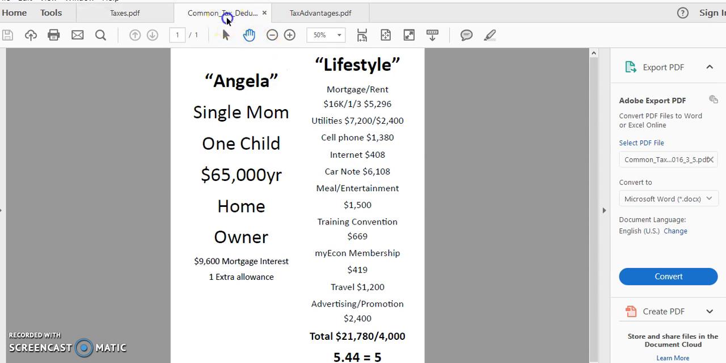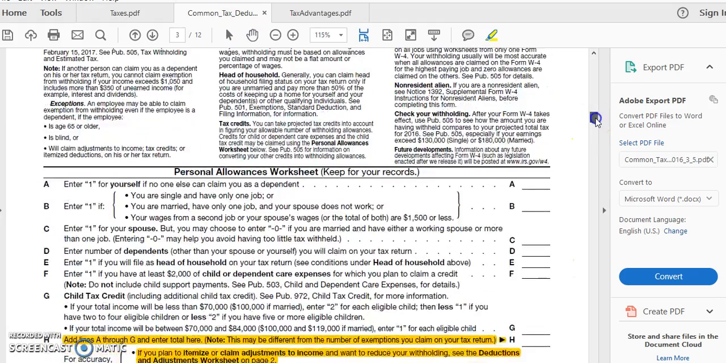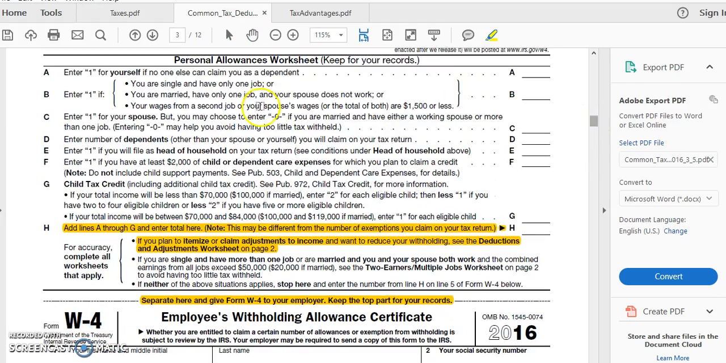So let's go back to the tax deduction sheet. Now let's go through this personal allowance worksheet. Okay, line A. It says enter one for yourself if no one else can claim you as a dependent. So I'm going to enter one for myself. Line B says enter one if you are single and have one job, if you are married and have one job, or let's say your spouse doesn't work, or your wages from a second job or your spouse's job is under $1,500.